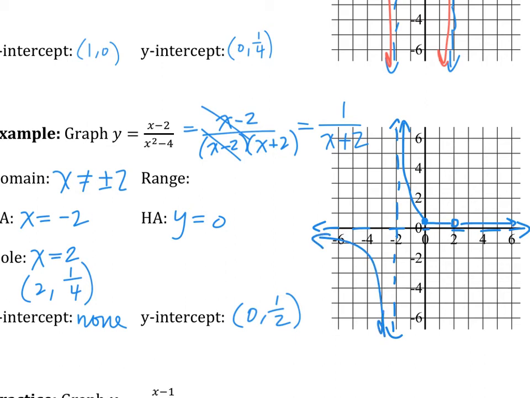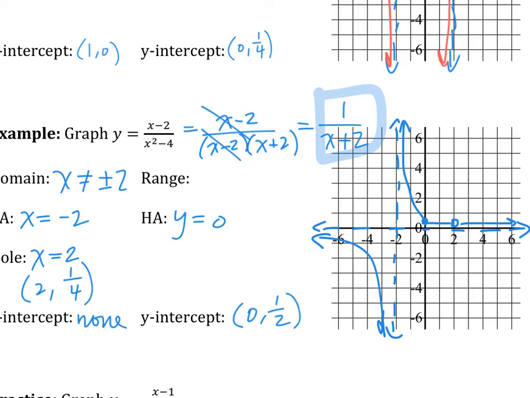Okay, without doing much work, this is how the graph looks like. There is a hole there. How do you know for sure this graph is going to look like this? The graph will always look like the reduced function. Whatever the reduced function is, that is the graph.